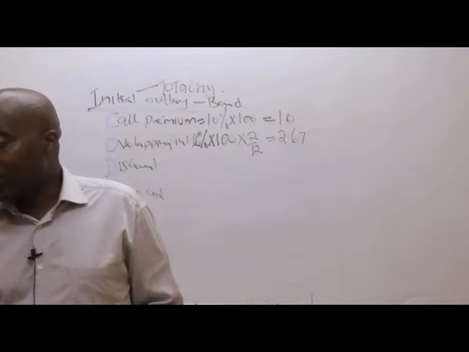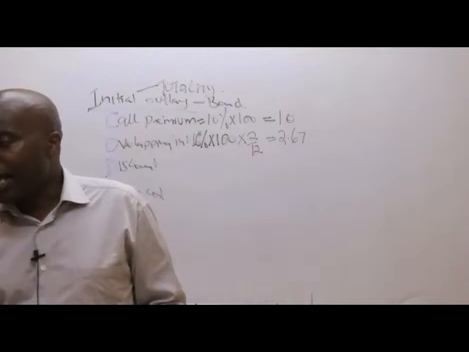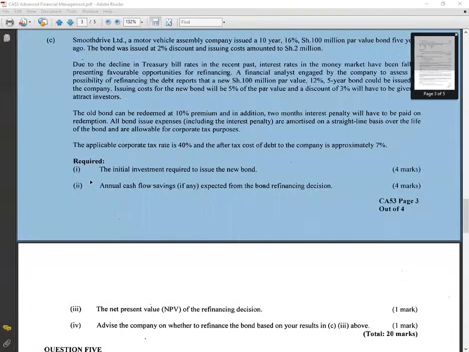The next item here, which is quite tricky, is the discount. The discount that has to be paid immediately. If we are going to issue this 5-year bond today, what is going to happen with the discount?